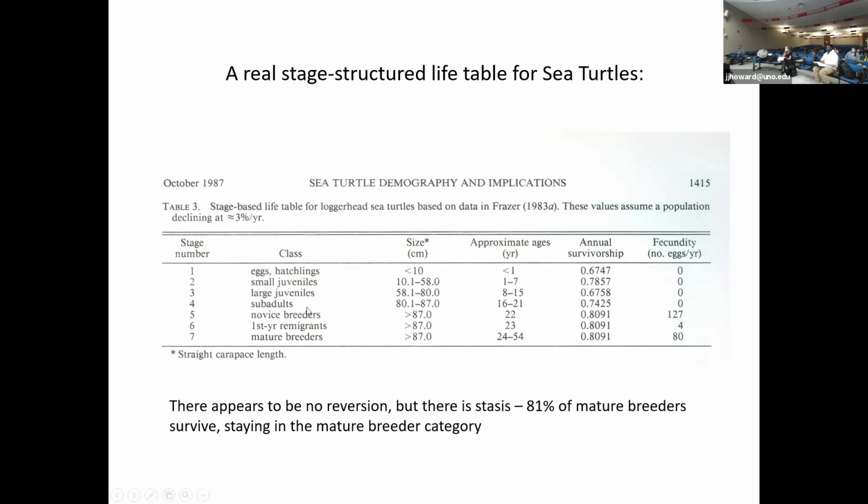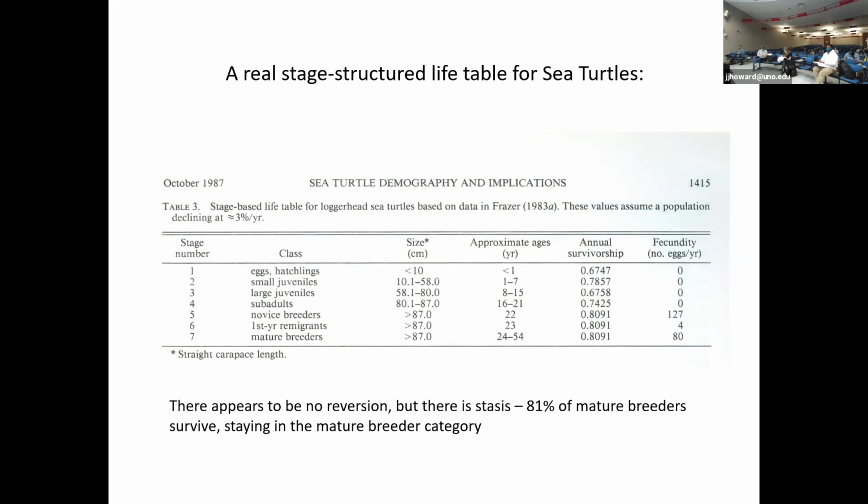But then you have adults. And you have novice breeders, the ones that have just reached the age of first reproduction, are coming back to the beach for the very first time. Now, the cool thing about that is that if you tag a baby as it leaves the beach, then some years later, it will come back to that same beach.